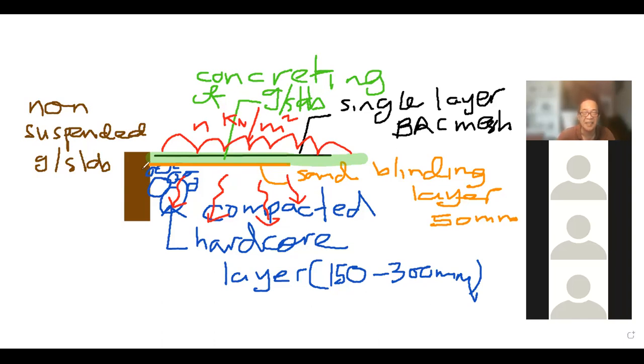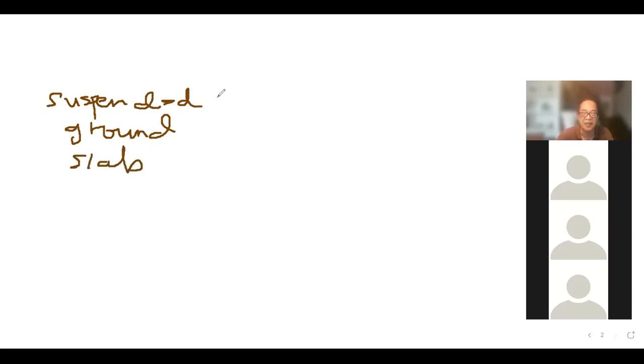Another solution is the suspended ground slab solution, which behaves very much similar to our normal first, second, third floor slabs, suspended ground slab. Now, how this is done on site is usually, again, we have our ground beams. This is our ground beam.